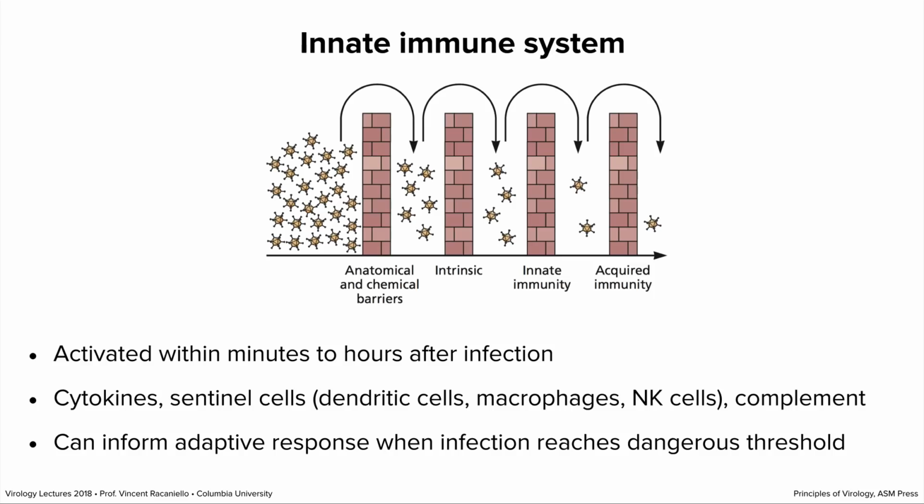Let's talk about the innate immune system. If viruses have overcome anatomical and chemical barriers and intrinsic defenses, next they encounter innate immunity. This is a system activated within minutes to hours after infection. It comprises cytokines, sentinel cells like dendritic cells, macrophages, natural killer or NK cells, complement system. This can eliminate many viral infections, but if the viruses are overcoming innate responses, the innate immune system will inform the adaptive immune system. Hey, I need help. I can't deal with this on my own. We'll talk a little bit about that talk between the two systems today and next time.